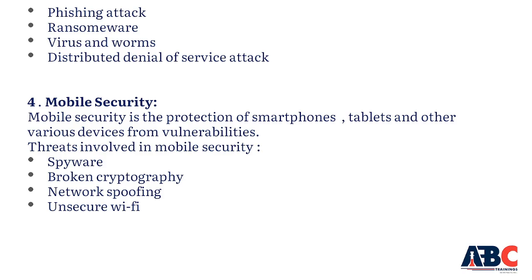The fourth one is mobile security. Mobile security is the protection of smartphones, tablets, and other devices from vulnerabilities. If there is a vulnerability in one application, take the example of Spotify, then anyone can access our mobile. They can access our email ID, our file manager, our contact numbers, WhatsApp, etc. So what are the threats involved in mobile security? They are spyware, broken cryptography, network spoofing, and unsecure Wi-Fi.